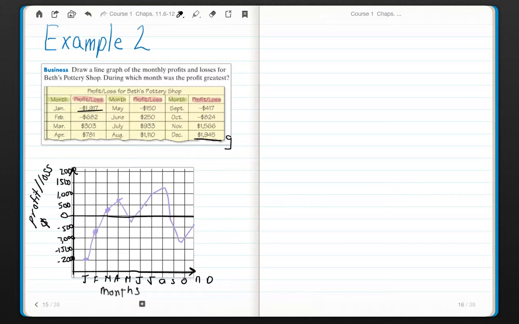I can tell by looking at my graph, because December would actually be way up here, that December will have my greatest because it's highest on my graph, and January would be my least profit because it is lowest on my graph. All right?